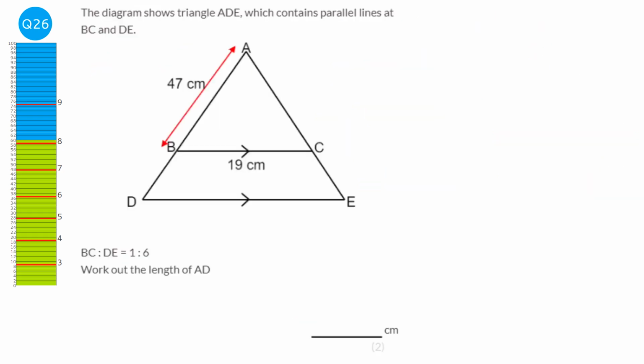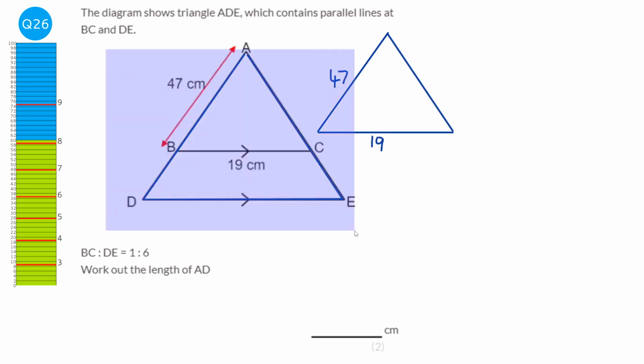With these questions, it's normally easier to view these as two separate triangles. So we've got a small triangle here with 19 and 47, and what I'm going to do is I'm just going to move this out, and we've got a bigger triangle here, and we don't really know what any of the sides are just yet, but we can work them out.